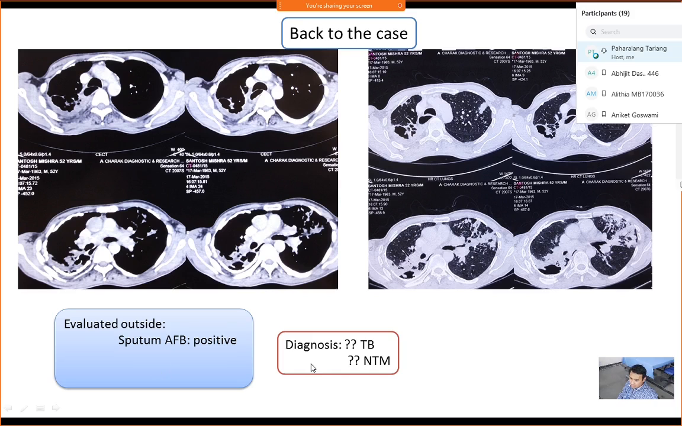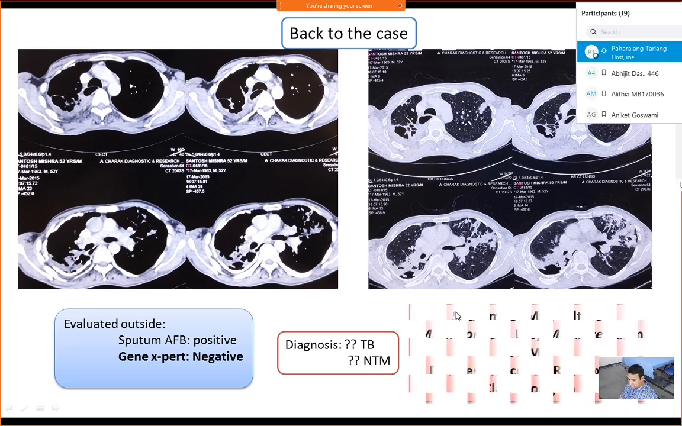So if you remember the first two slides, I showed you the CT of this patient who had received ATT for more than a year with no response. Sputum was still AFB positive. Subsequently, GeneXpert was also done. GeneXpert, as we know, is a molecular assay for tuberculosis, which was negative. This all the more points to something which is AFB positive, but not necessarily Mycobacterium tuberculosis. So NTM is strongly considered here.